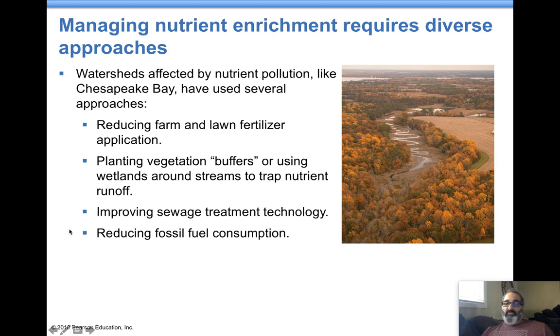Also, finally, if we use less fossil fuels in general, we would do better things for the earth. We'd create less CO2. That'll end our lecture.